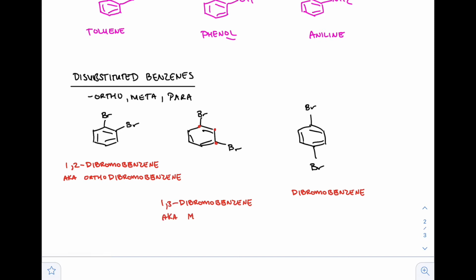All right, so the 1,3-dibromobenzene is also going to be called meta-dibromobenzene. Boom, bada bing, bada boom. All right, so the last one is going to be 1,4-dibromobenzene, and this is also going to be known as para-dibromobenzene. So what we'll say is like, oh, that's an ortho-substituted benzene ring, or a meta or a para-substituted benzene ring.